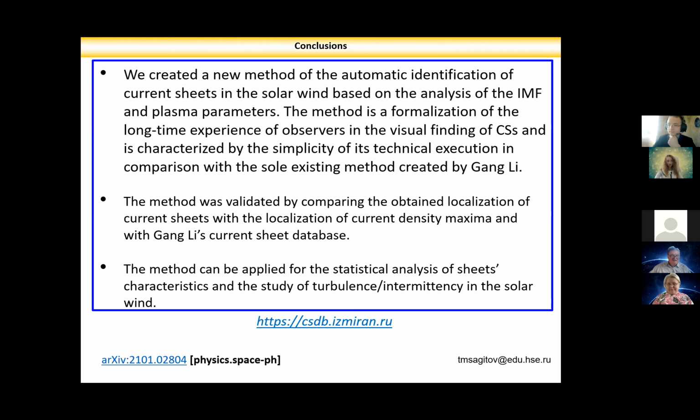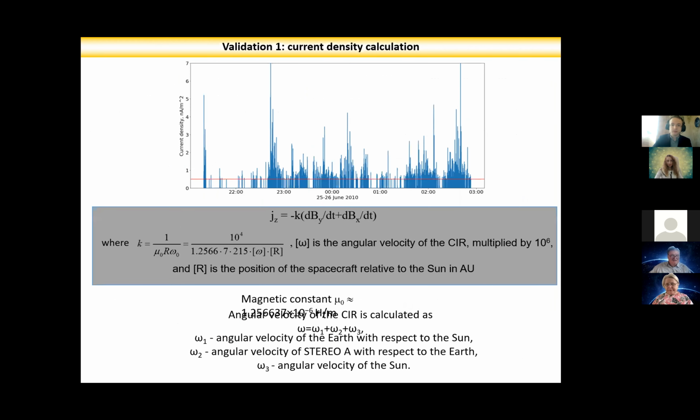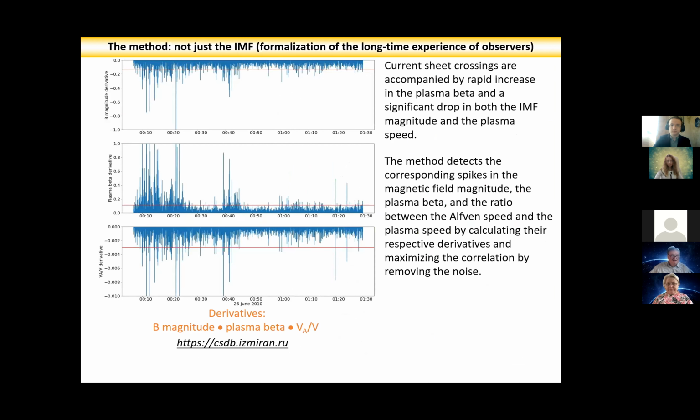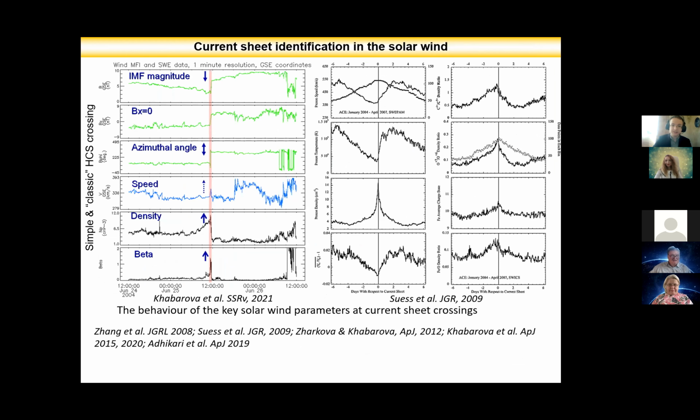Yeah, I have a question. So you said that your method is the formalization of the long-time experience of observers. Yeah, it is. So you use three parameters. One is the magnetic field and two plasma parameters, beta and the ratio of plasma speed and alpha speed, right? Yes, that is true. Is there any physical justification to say that wherever the beta jumps up or the ratio jumps up, it is a current sheet?